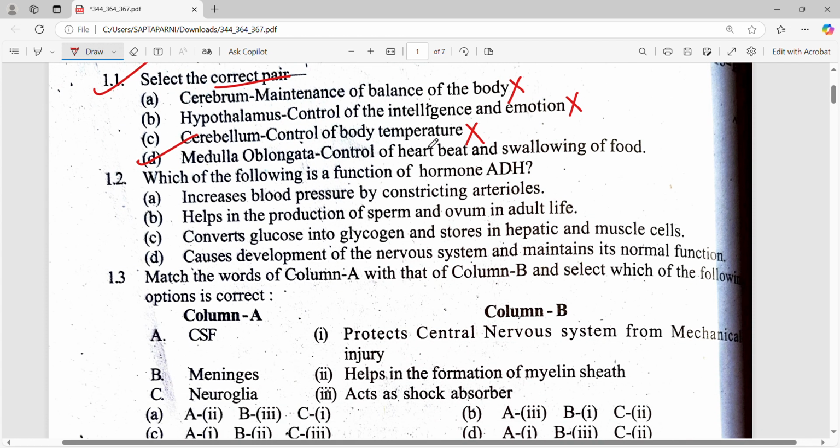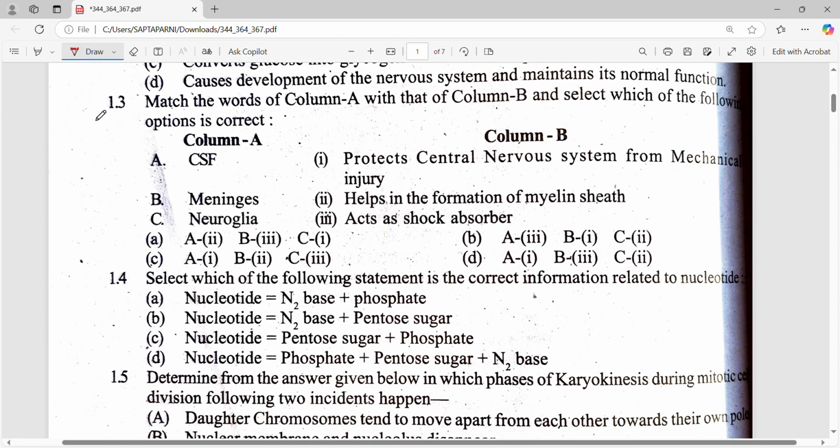Then second question, which of the following is the function of hormone ADH? The first answer is correct because it increases the blood pressure by constricting the arterioles. So the correct option is option A. The third question, you have to match the column. CSF acts as a shock absorber. Meninges protects the central nervous system from mechanical injury, and neuroglia helps in the formation of myelin sheath. So the correct option would be option B, A with 3, B with 1 and C with 2.